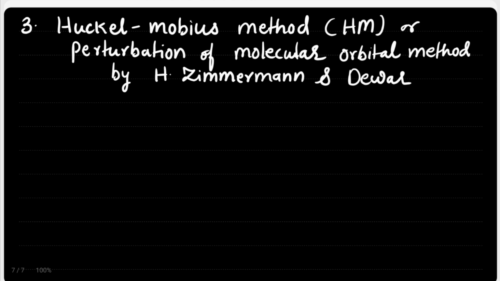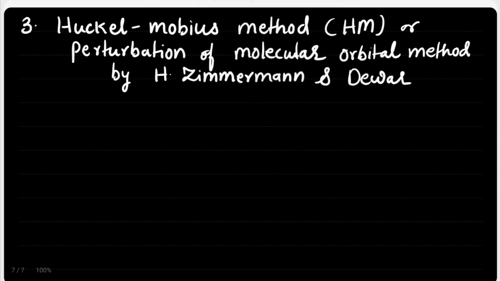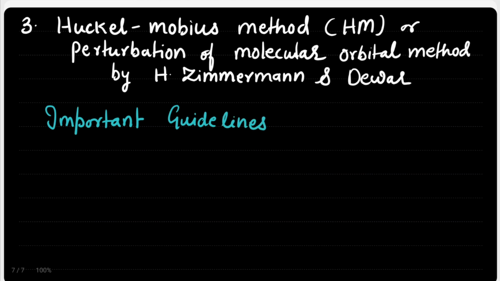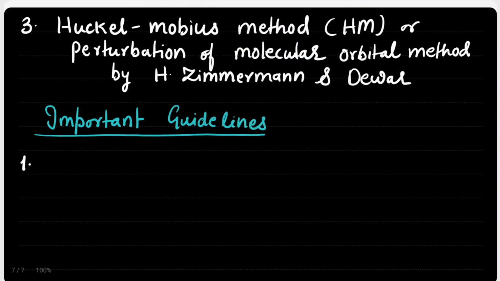So let me give you some important guidelines we have to follow while drawing the molecular orbitals. Now what are those important guidelines? Let us see one by one. The first important guideline is that the number of pi molecular orbitals formed equals the number of carbon atoms. I am explaining with an example, but let me first write down this rule number 1.